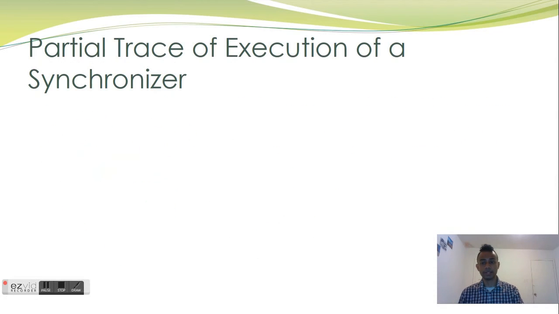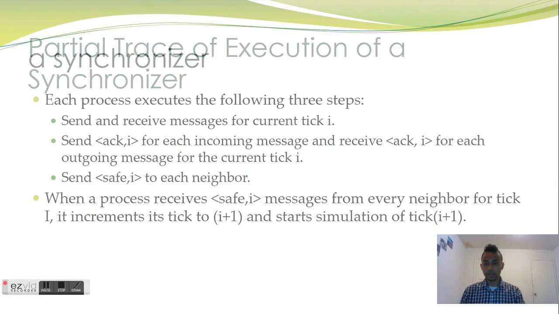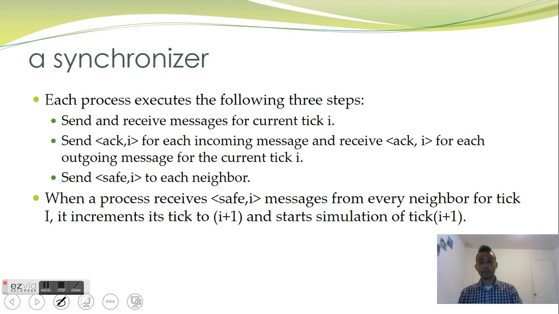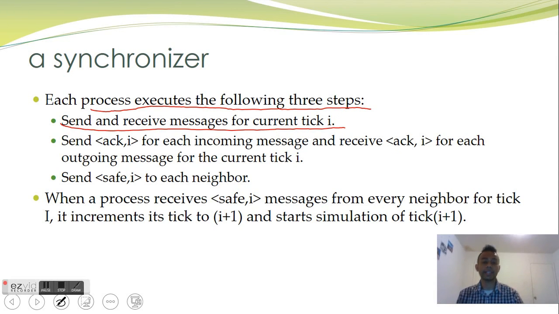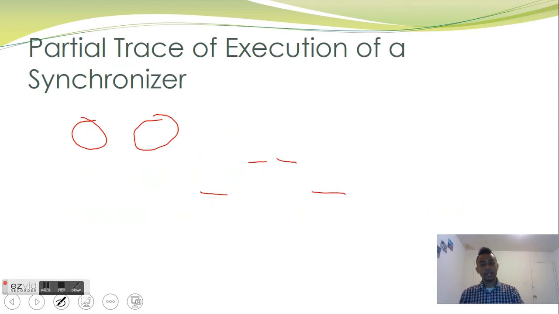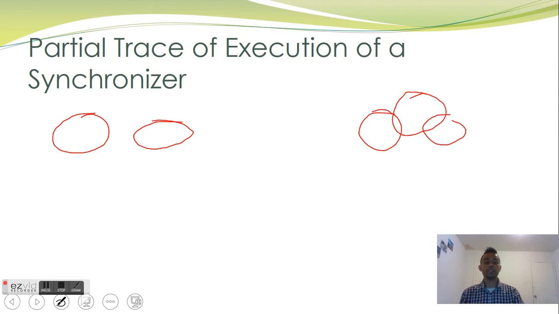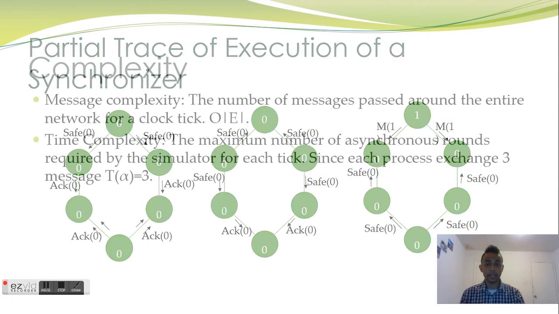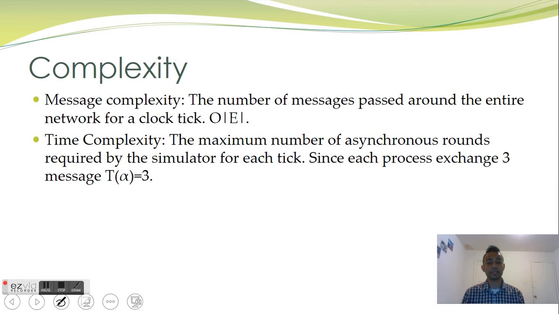We'll go back to the slide. Each process should execute the following 3 steps in an alpha synchronizer. Send and receive messages for the current tick i. But what if the current node does not have any message to send? If it does not have any message to send, then it will send blank messages.